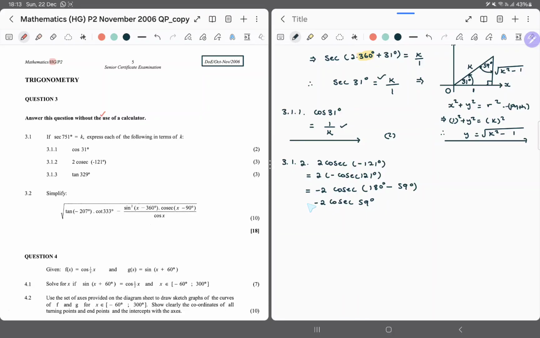This is an equal sign. We are calculating. All right, so this is now easy. This is equal to minus 2 into cosec 59. Remember, sine is opposite over hypotenuse. Now cosec is going to be hypotenuse over opposite. So this is going to be k over 1. Okay, great. So what do we see here? So this is effectively minus 2k. Done.